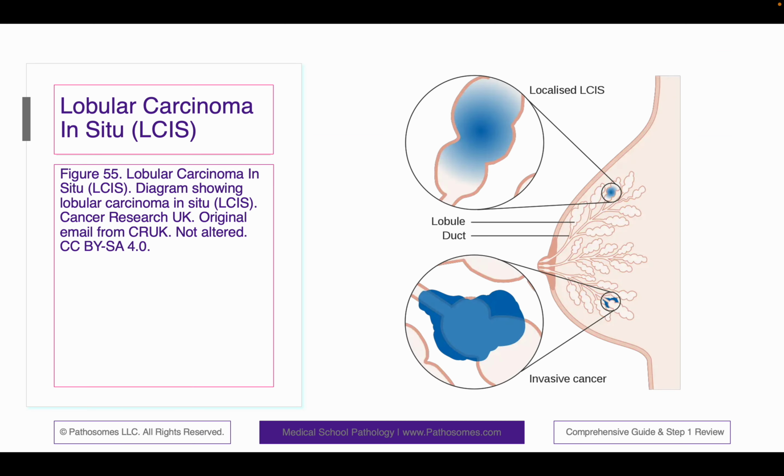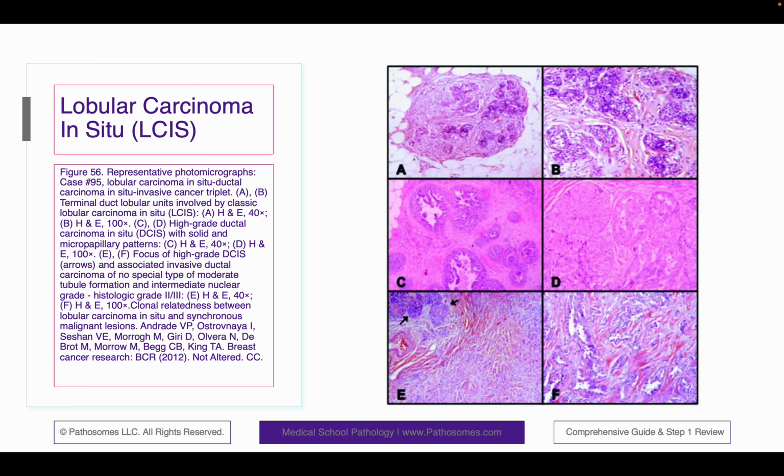Now here we can see a diagram showing lobular carcinoma in situ compared to invasive cancer. This is a very important distinction to make, so make sure it's clear in your mind's eye. And here we have a number of representative photomicrographs of lobular carcinoma in situ, ductal carcinoma in situ, and invasive cancer triplet.